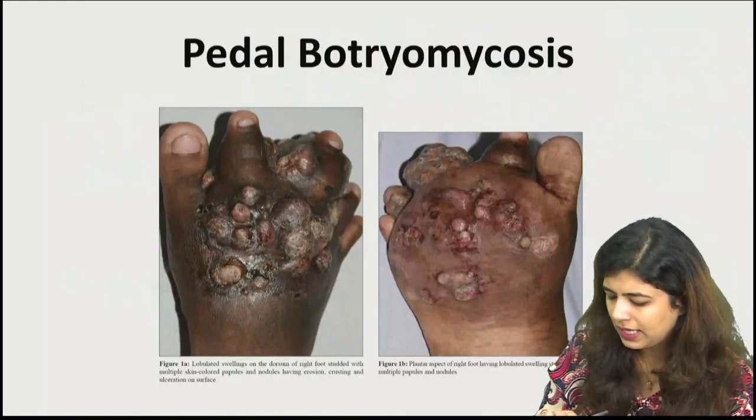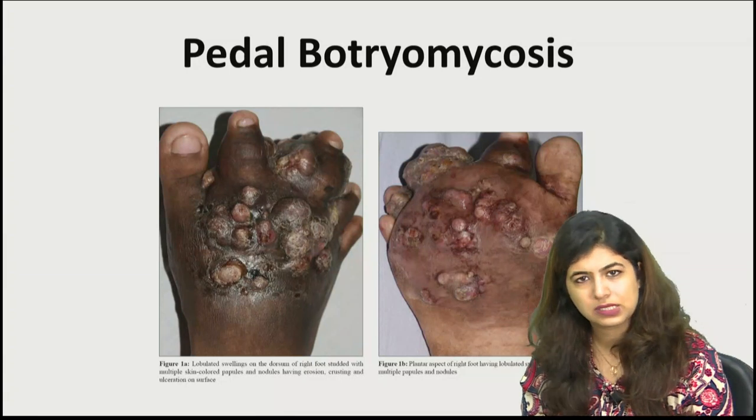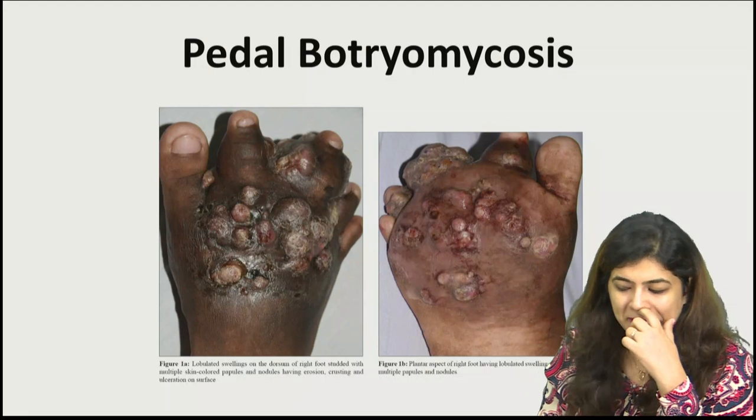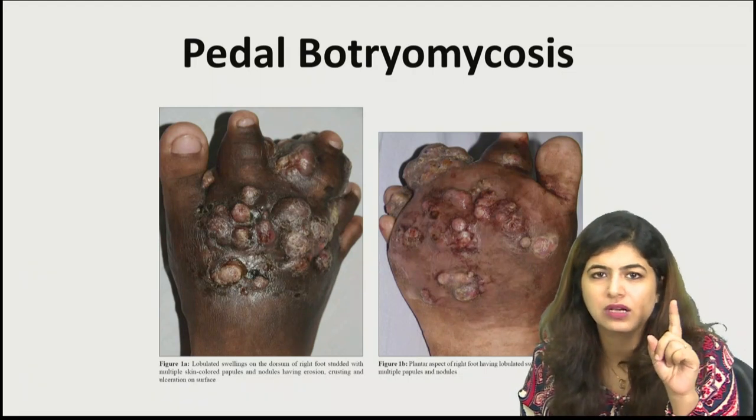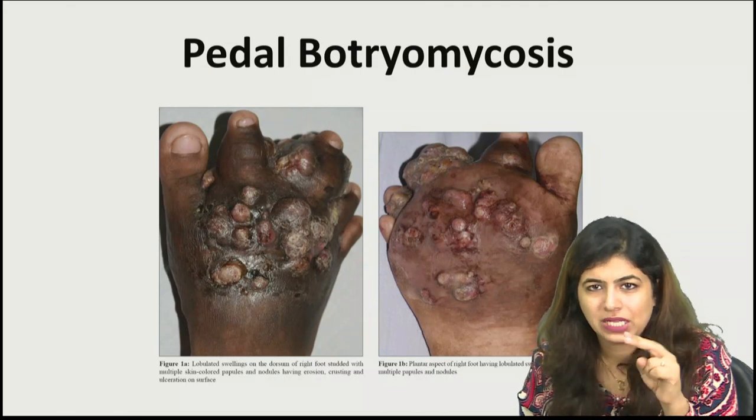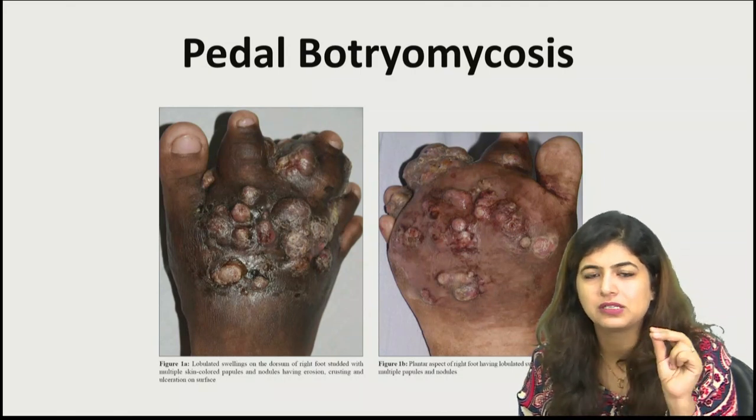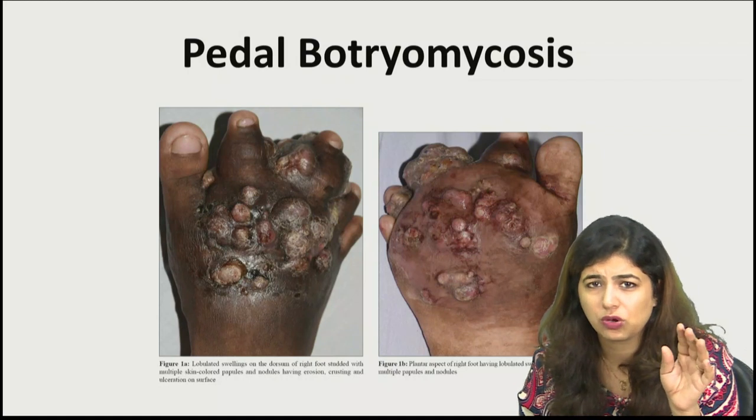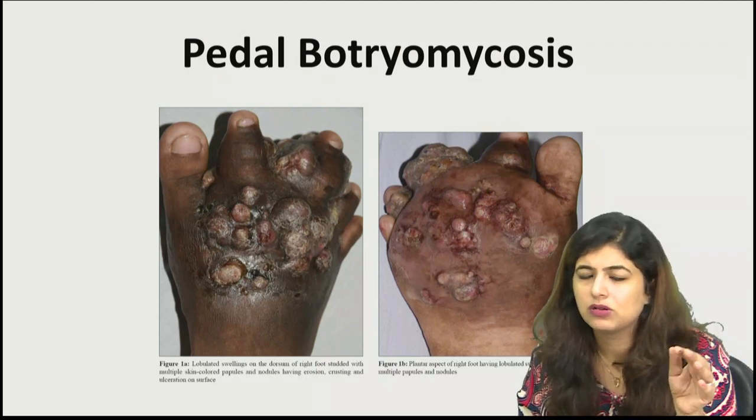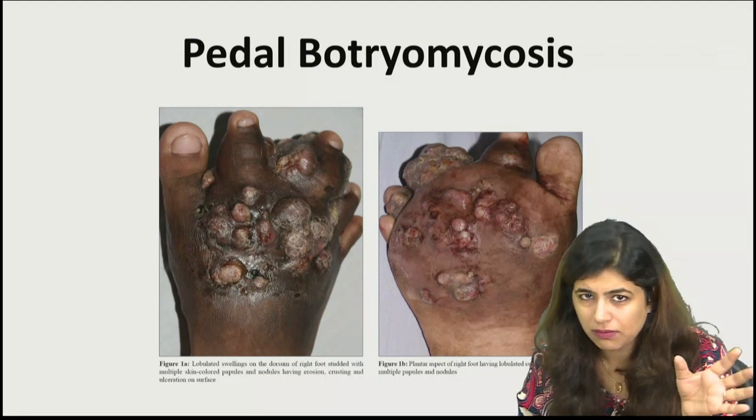Now, how does it look? It may look like this. What else have you seen that looks like this? Another thing that you must have seen similar looking is mycetoma. Mycetoma, which may be bacterial or fungal. In the bacterial, it is caused by actinomyces, nocardiosis, actinomadura. In the fungal, caused by any subcutaneous mycosis.